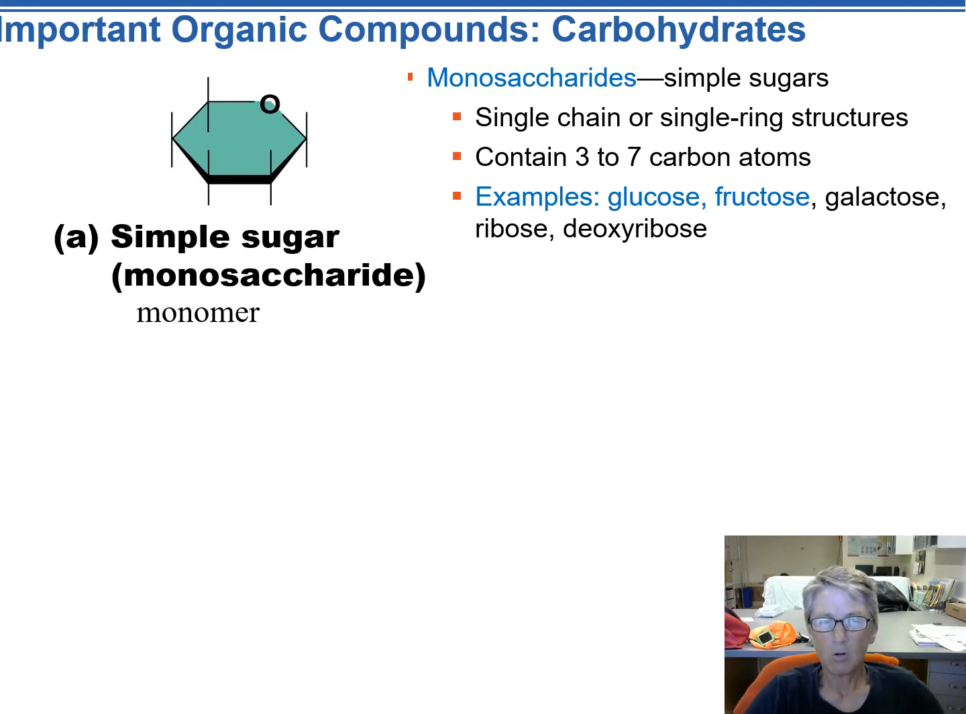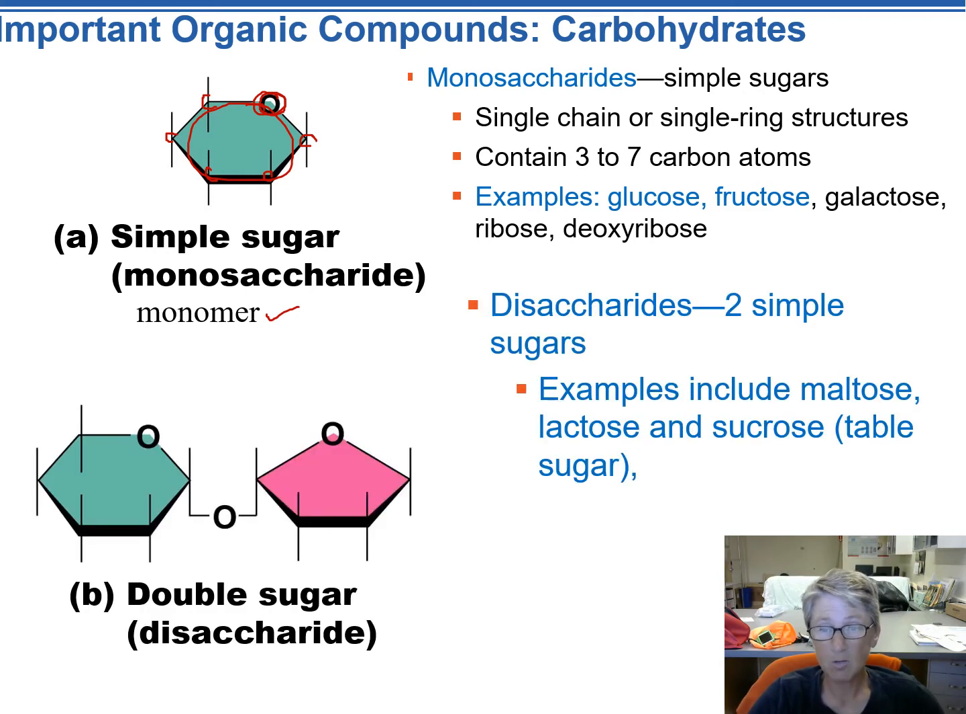Here's a cartoon of a simple sugar, or a monosaccharide. A monosaccharide is the monomer of carbohydrates. It's usually a ring-like structure like this and contains 3 to 7 carbon atoms. It doesn't show this, but if you've had chemistry, you know that in each corner here there's a carbon atom. It just doesn't show it. And if it puts an O there, that means an oxygen is there. Examples of monosaccharides are glucose, fructose, galactose, ribose, and deoxyribose.